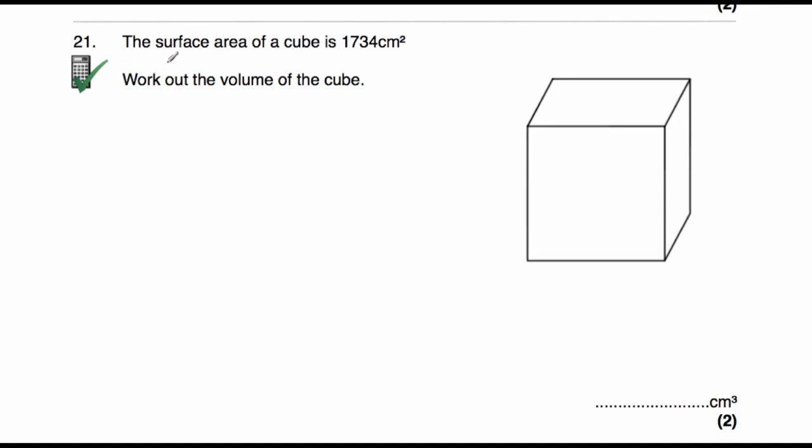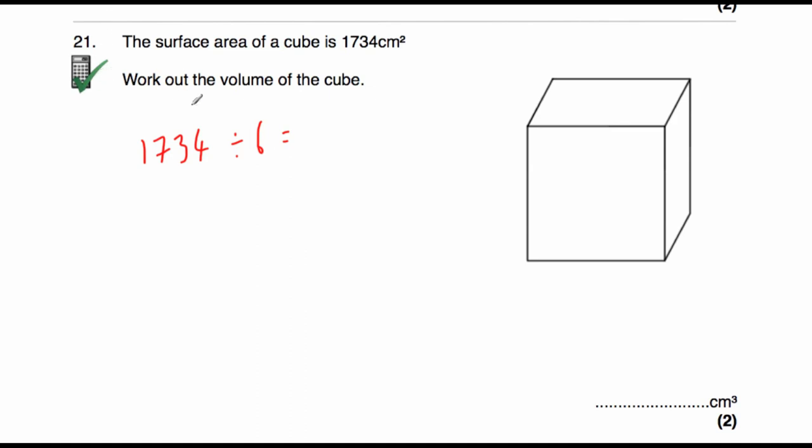So question number 21 says the surface area of a cube is 1,734 centimeters squared. Work out the volume of the cube. So here's a cube, and we're told that the surface area, so that's the area of all the six faces, that's the front, the back, the right, the left, the top and the bottom, is 1,734 centimeters squared. So that means if we take our 1,734 and we divide that by 6, we will find the area of each one of the six faces.